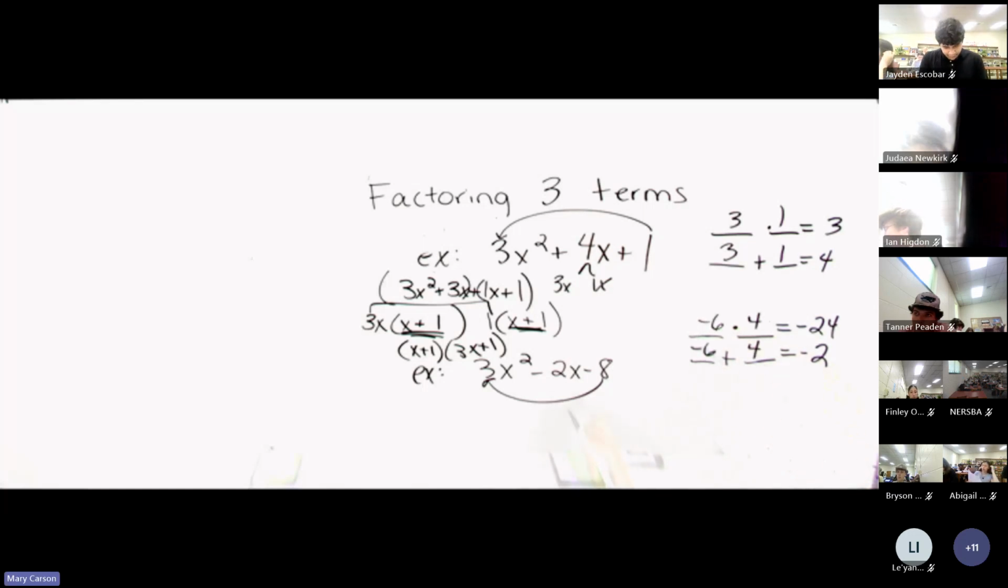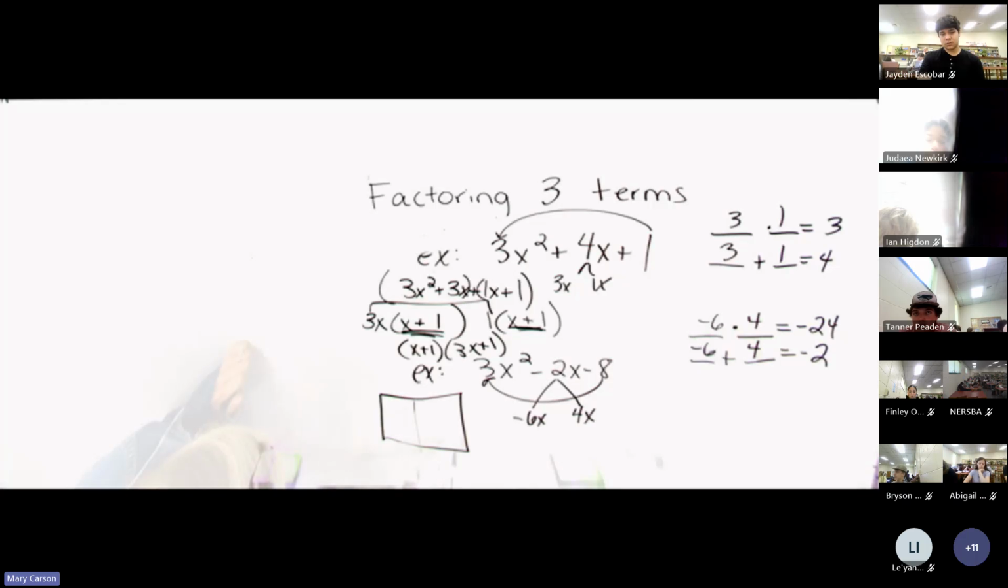All right. So this is going to break up into a -6x and a +4x. I have 4 terms now. I'm going to use the reverse box on this one. I've got 3x squared, I've got a -6x, I got a +4x, and I've got a -8. Okay. What do these 2 have in common? They both have an x. What do these 2 have in common? They both have a negative, and I'm going to pull out a 2. What do these 2 have in common across? They have a 3 and an x. And then what do these 2 have in common? They have a 4. And then I'm going to check it.